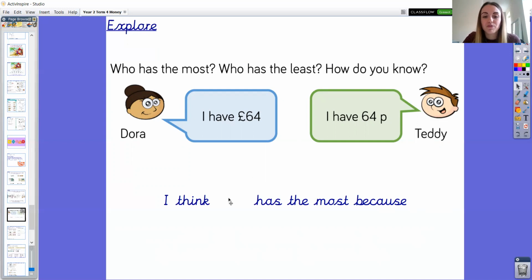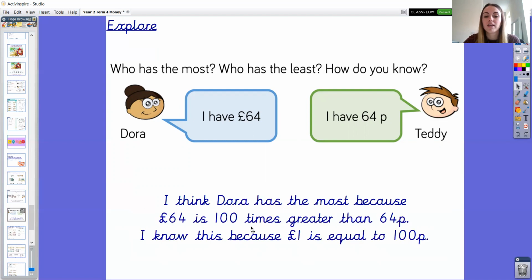Well done, Year 2. So let's review this together. I think Dora has the most because £64 is 100 times greater than 64 pence. I know this because £1 is equal to 100 pence. Okay, so for every pound there is 100 pence.